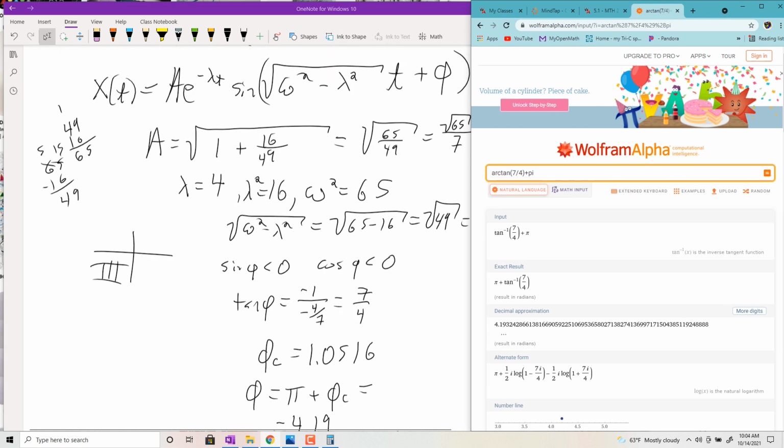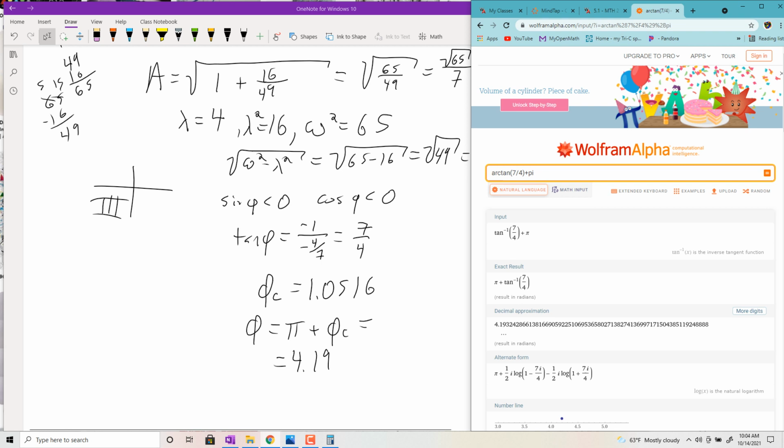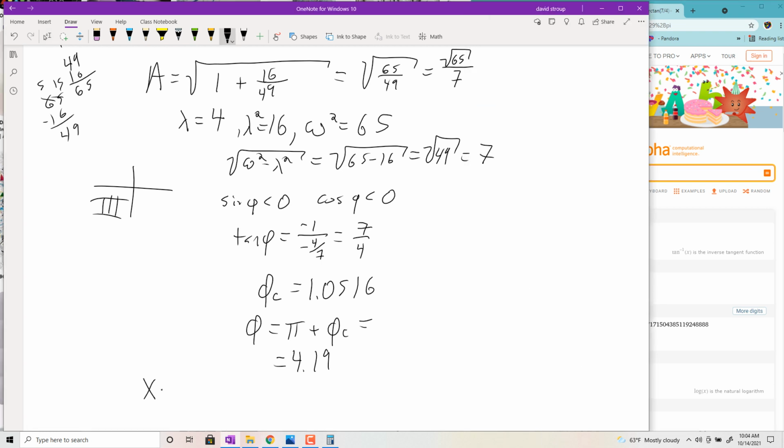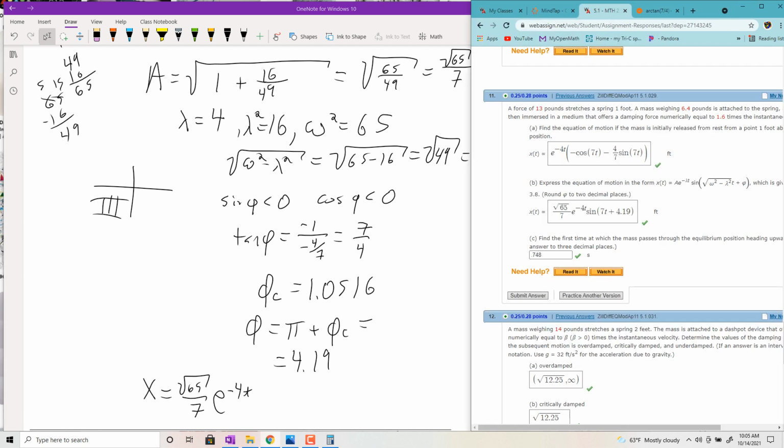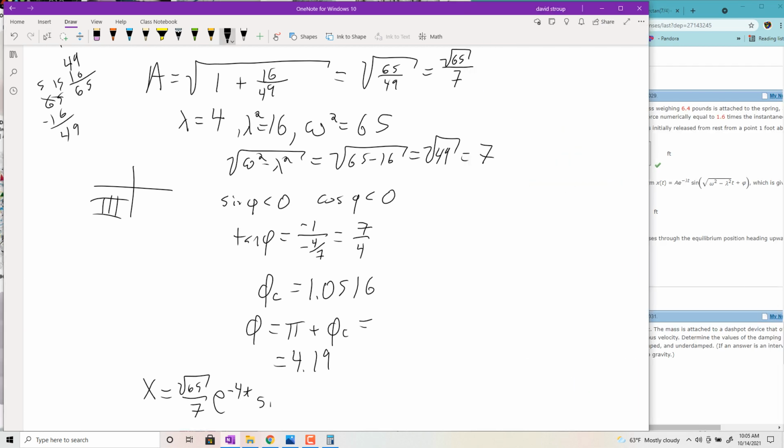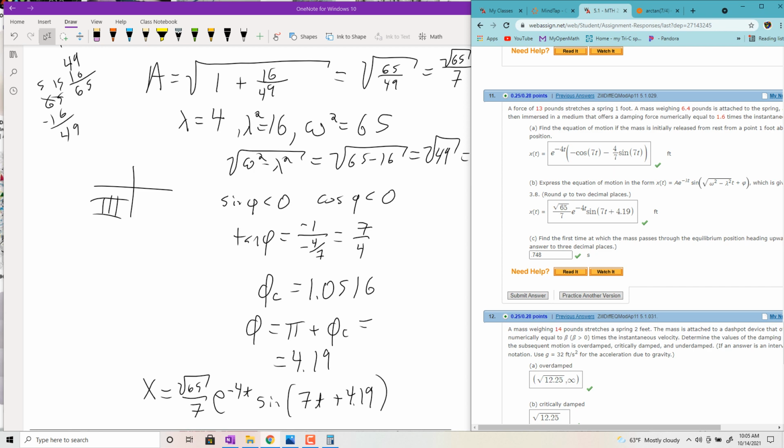You can put all this together then, and you have your little formula that is so important for them to get you to get. That's equal to square root 65 all over 7, e to the -4t times, what is it, sine or cosine? I think it's sine. Sine of 7t, where the square root of omega squared minus lambda squared is 7, and then plus this 4.19 angle in radians. So you see that there for the answer.